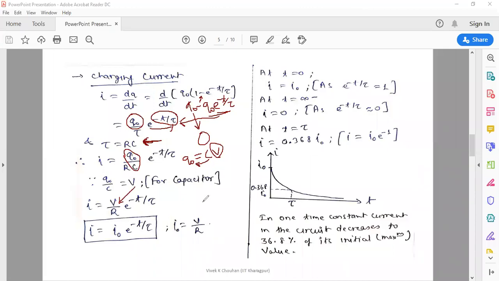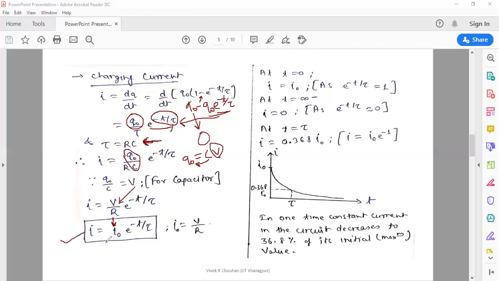We have V by R is equals to I naught. Actually V by R is the maximum current that will flow through the circuit, because if the capacitor was absent in the circuit, then what would have been the potential difference across the resistance? It would have been V, right? So V by R will give you the maximum current that can flow through the circuit, because in that case the capacitor was absent and no resistance was offered from the capacitor side. So we will have I is equals to I naught e to the power minus t by tau.